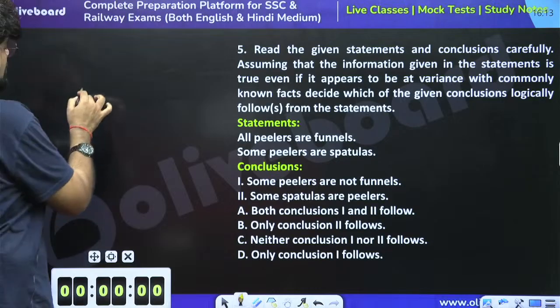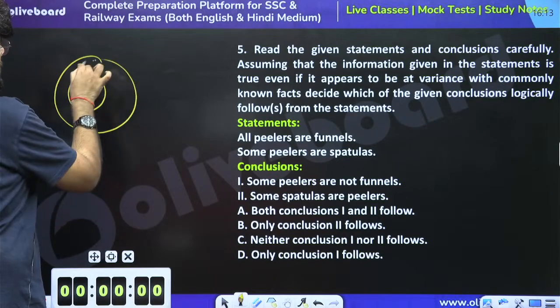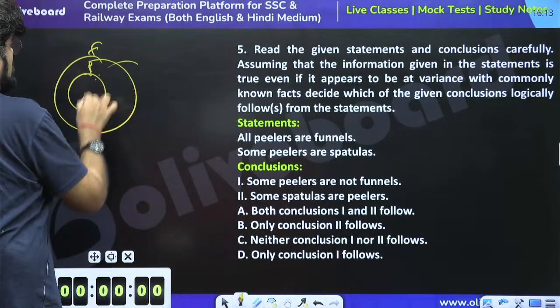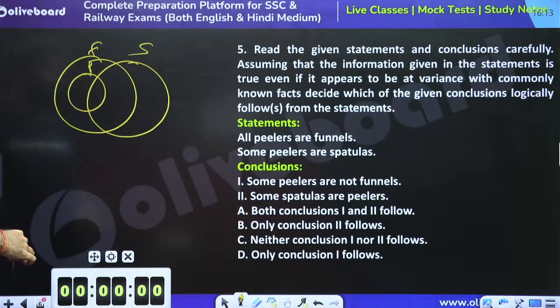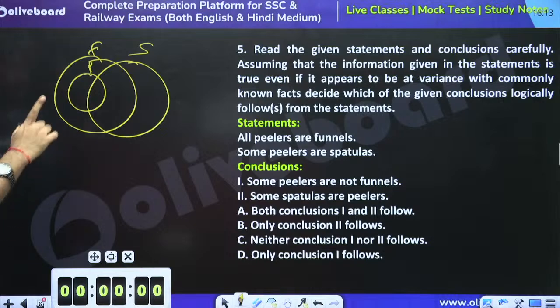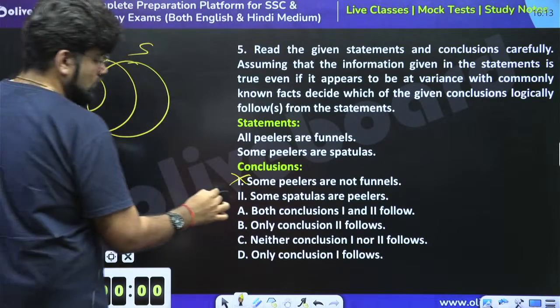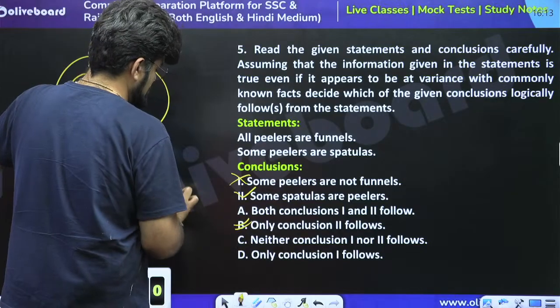Okay, all pillars are funnels. Some pillars are spatulas. Some pillars are not funnels? No, I cannot say that. Some spatulas are pillars. I can say that. So only conclusion 2 follows. Option B is the right answer. Easy.